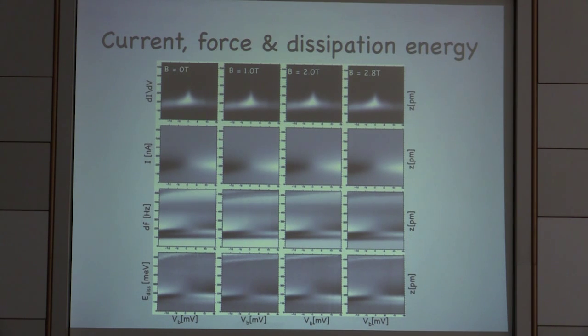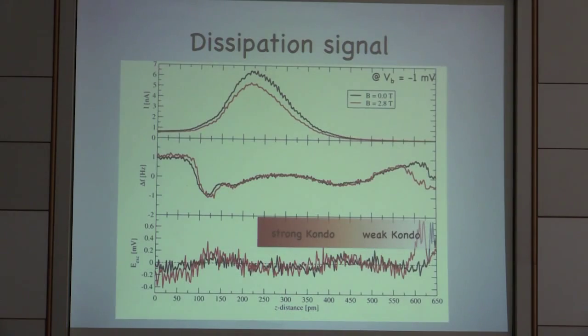But with this technique we are taking not only the dI/dV or the current, but also the frequency shift and the dissipation signal. The dissipation signal would be important if I report this kind of Kondo-driven mechanical coupling, because any instability introduced by the Kondo would be reflected in the dissipation signal. That was one of the aims of our experiment, to see if we are really able to induce this coupling between the Kondo and the mechanical oscillation. But unfortunately this is not the case.